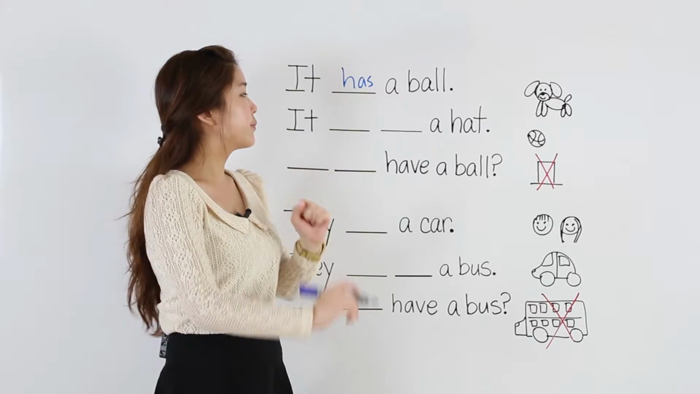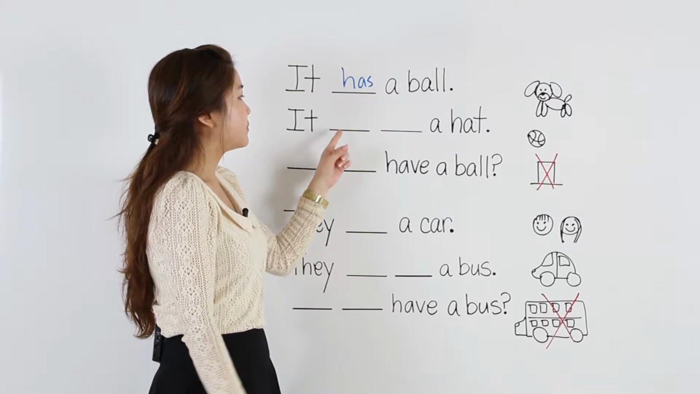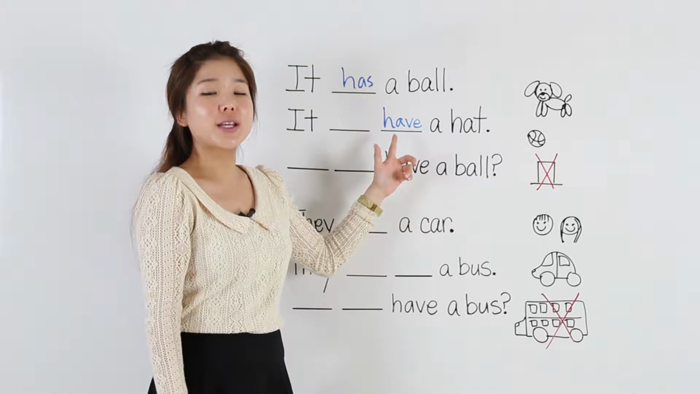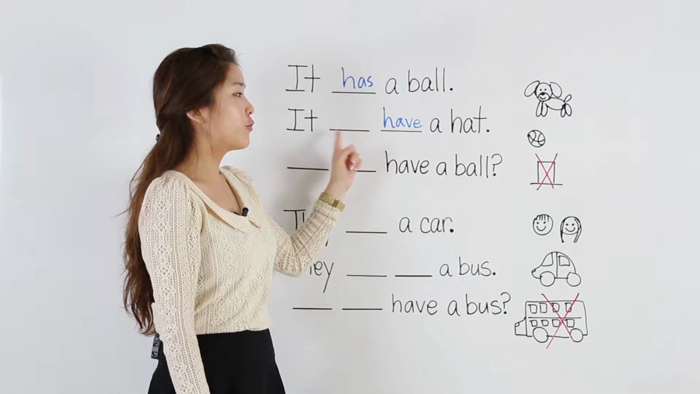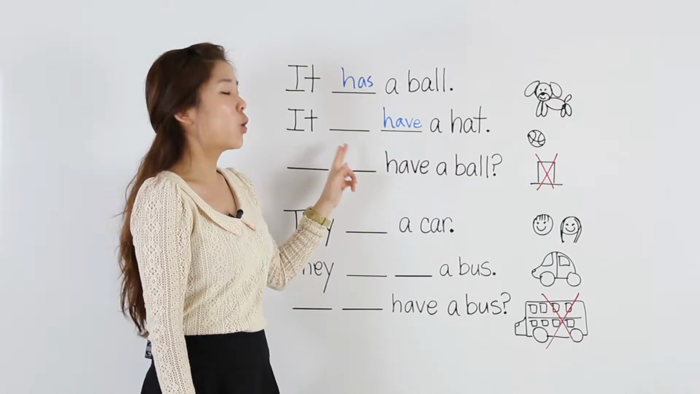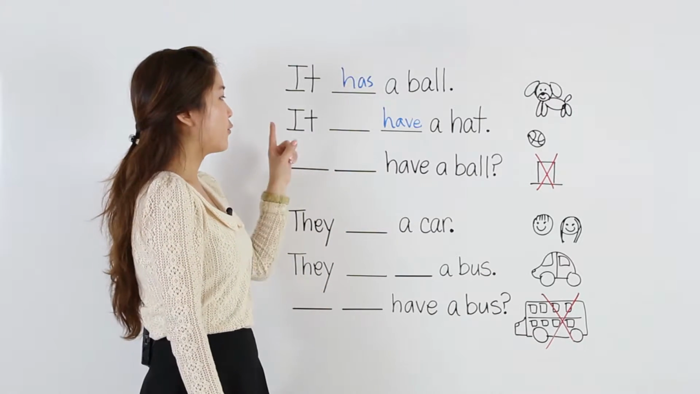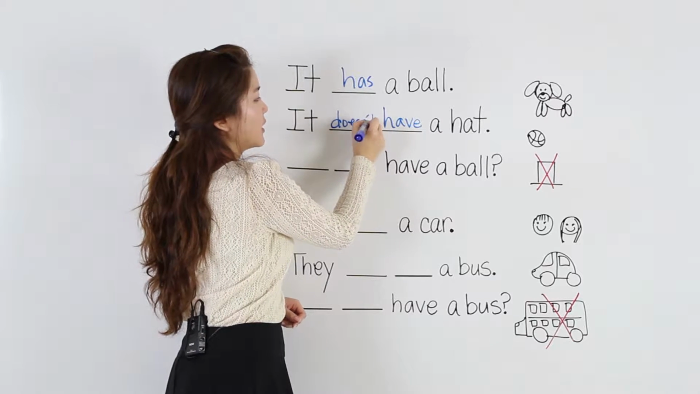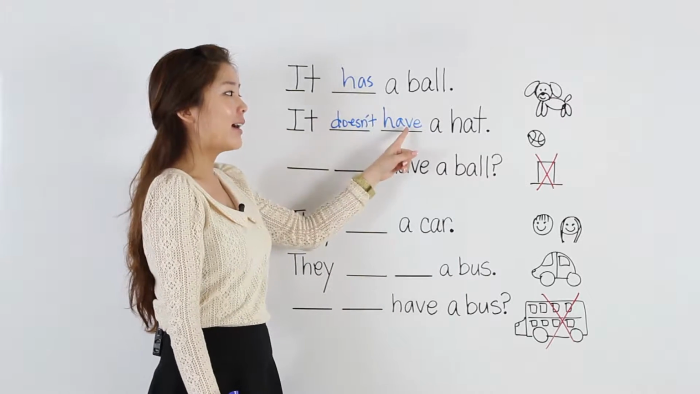Now, there's a hat, but it says no. It's negative. So, remember, for negatives, we always use have. But what goes in the front? Doesn't or don't. For it, we say doesn't. It doesn't have a hat.